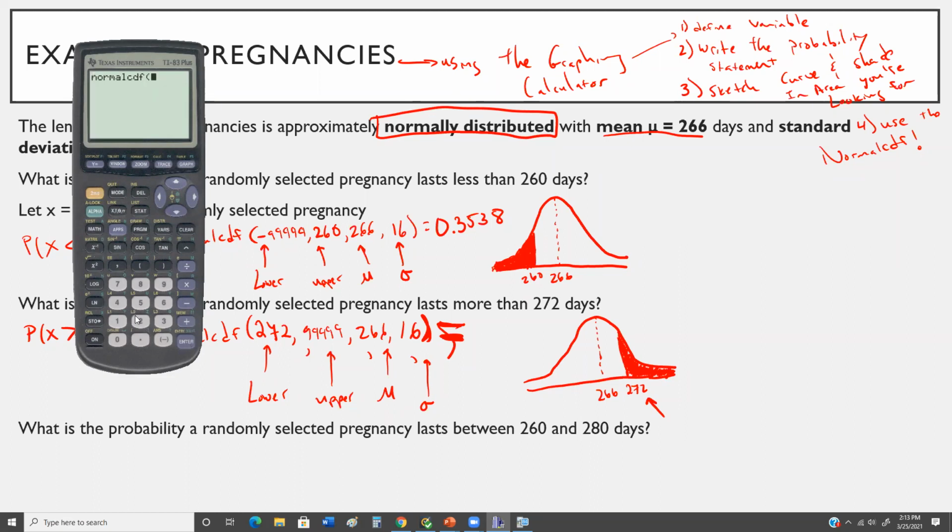So normal CDF, 272, comma 999999, comma 266, comma 16. And if you have the TI-84, it's pretty straightforward too.